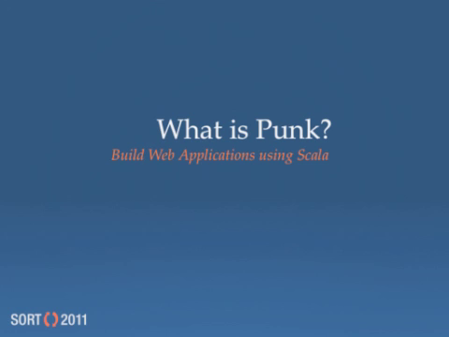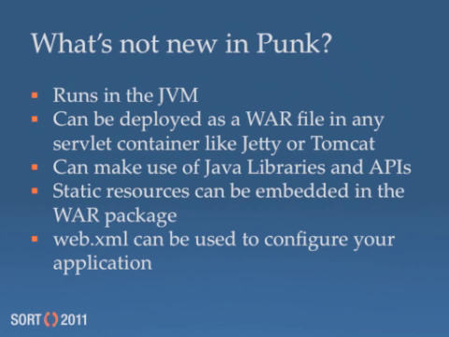Well, I'd like to start by saying what's not different in Punk. Punk uses Scala, which compiles down to bytecode. It runs on the JVM. The web application deploys as a normal WAR file, just like you used to, and can deploy it into any servlet container like Jetty or Tomcat. Now, Scala can also use any of the Java libraries that you're familiar with. The static resources, that is the .html files, the JavaScript files, the style sheets, they can all be deployed in the normal WAR package structure and will be delivered in the normal way.